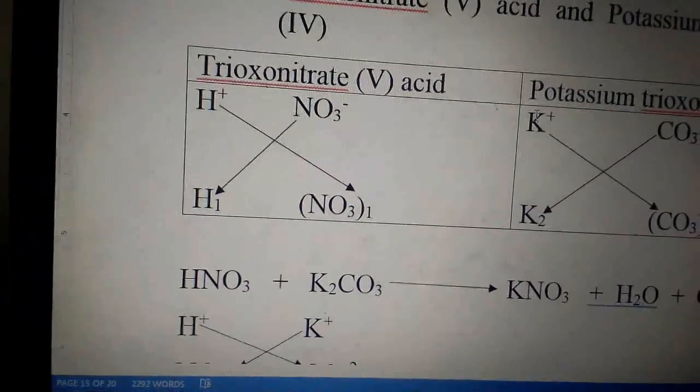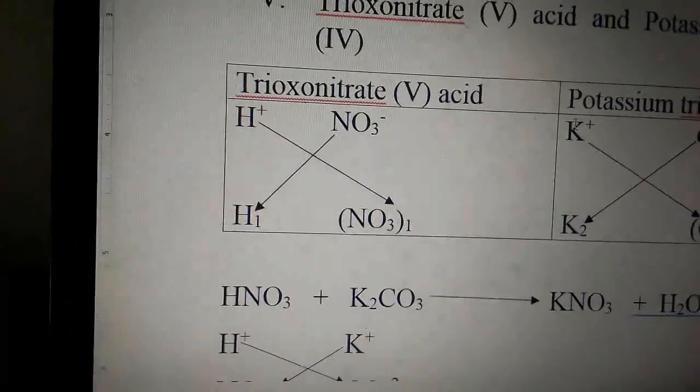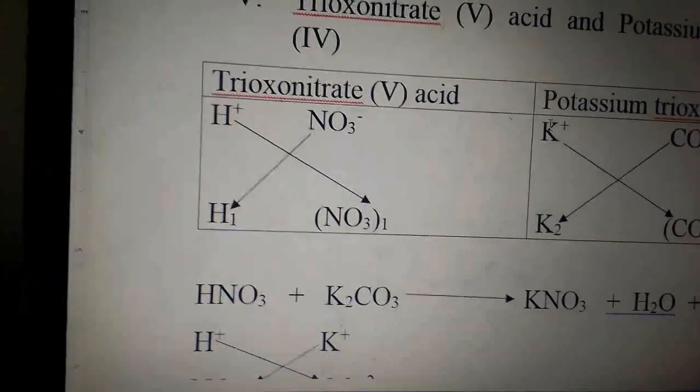Then an acid, as we said, acids contain hydrogen ions. So the hydrogen ion should be there because of the word acid.